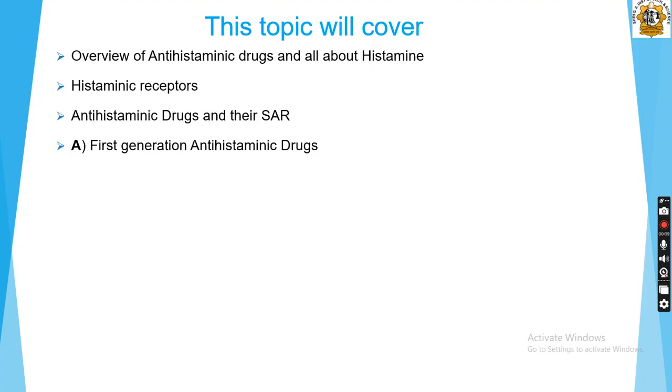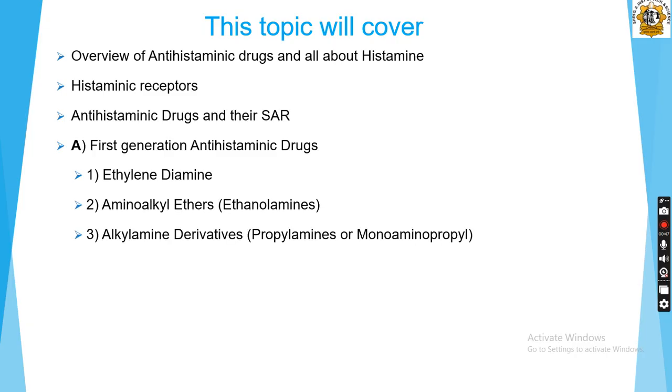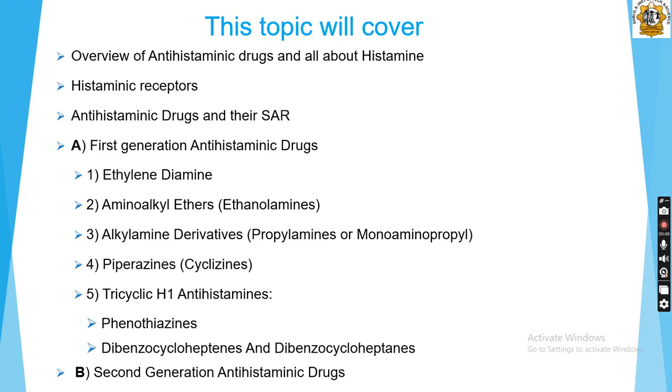We'll cover first generation antihistaminic drugs, which include different classes like ethylenediamine, ethanolamine, propylamine, piperazine, and then tricyclic antihistaminic drugs like phenothiazine and dibenzocycloheptanes, and second generation antihistaminic drugs. We'll discuss why there are first generation and second generation antihistaminic drugs.